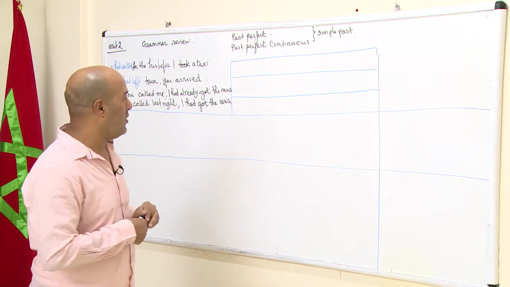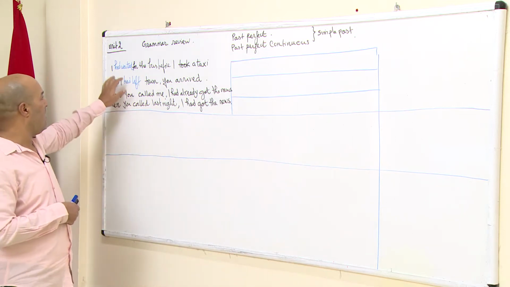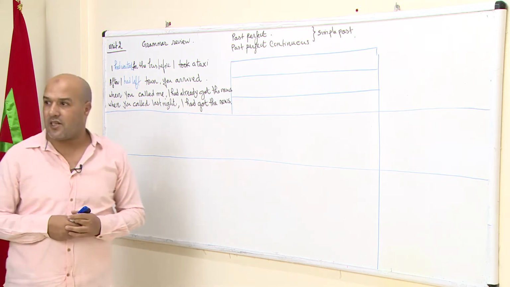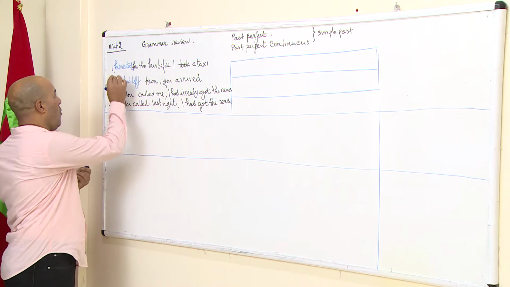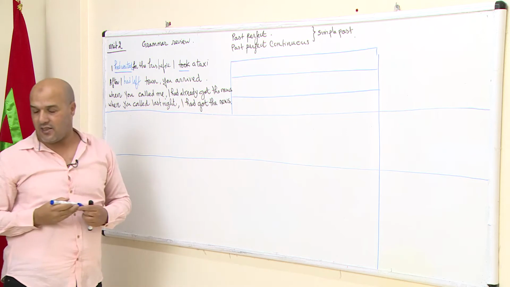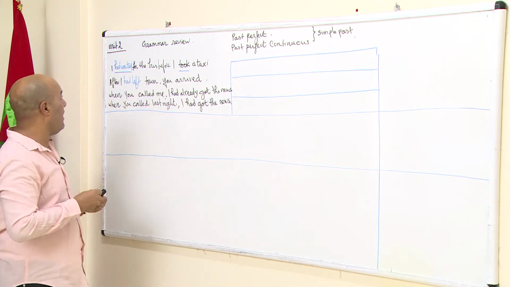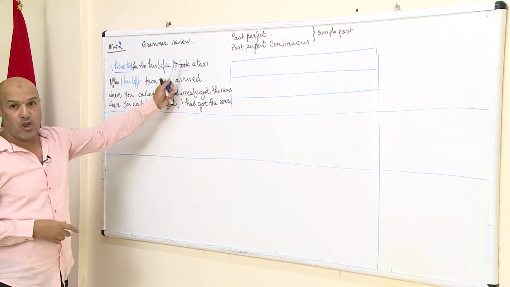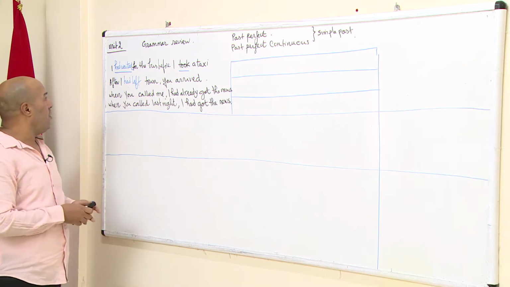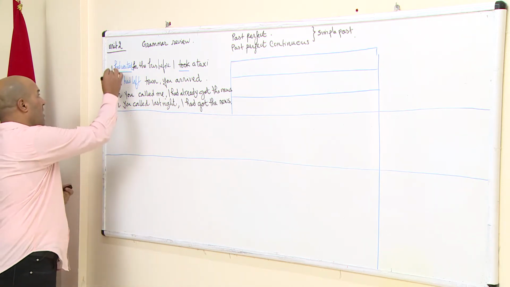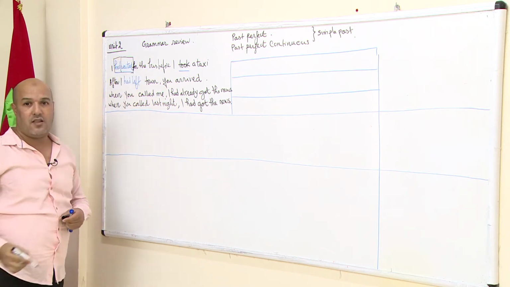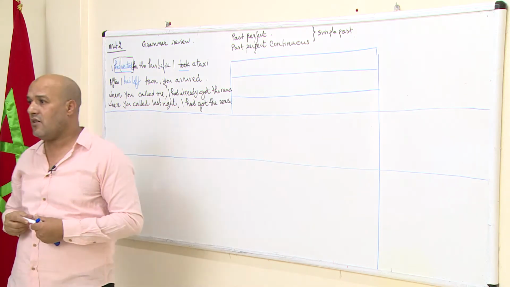So let's have a look at this sentence, which is, I had waited for the bus before I took a taxi. So our verbs here are waited and took. If we have a quick look at this verb, we know that it is formed of two words, which is had and waited. And this is what we call the past perfect.